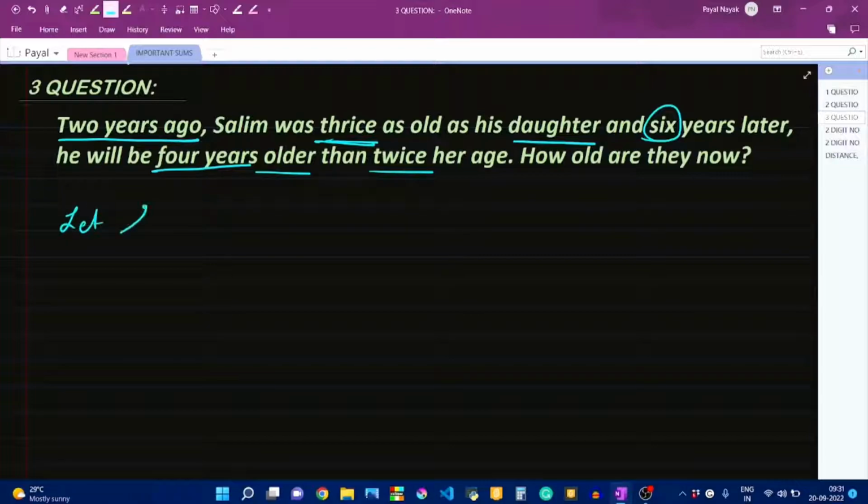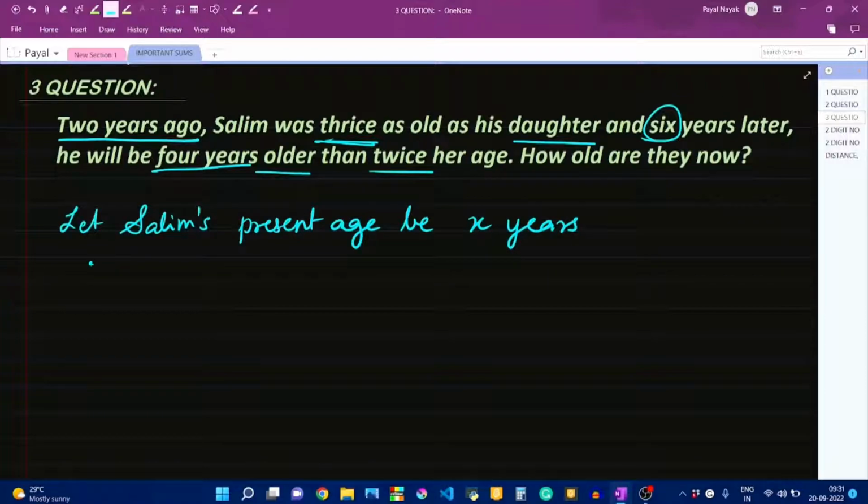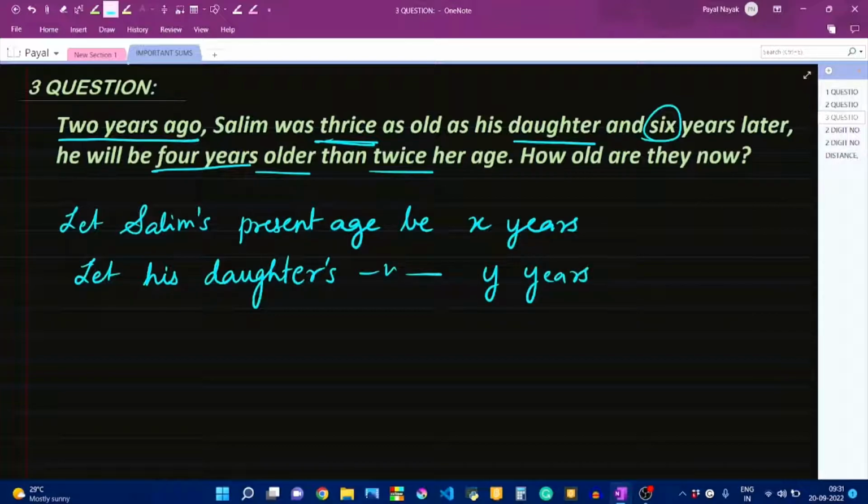So first you will assume, let Salim's present age be x years. Then let his daughter's present age, because there are two people, be y years. Okay, now we will see the first condition. Now, 2 years ago.